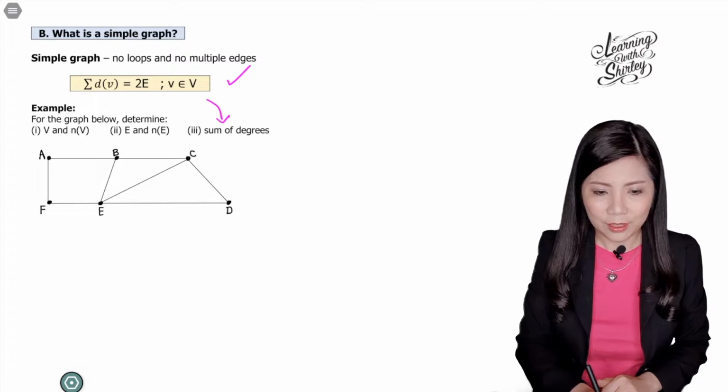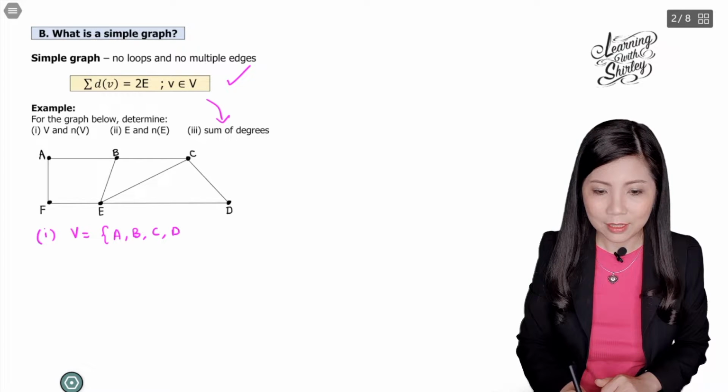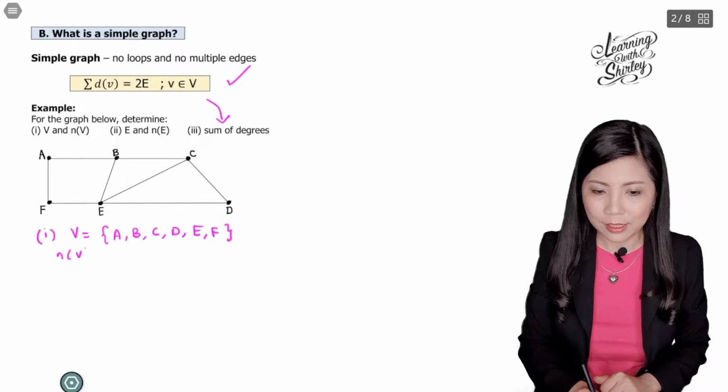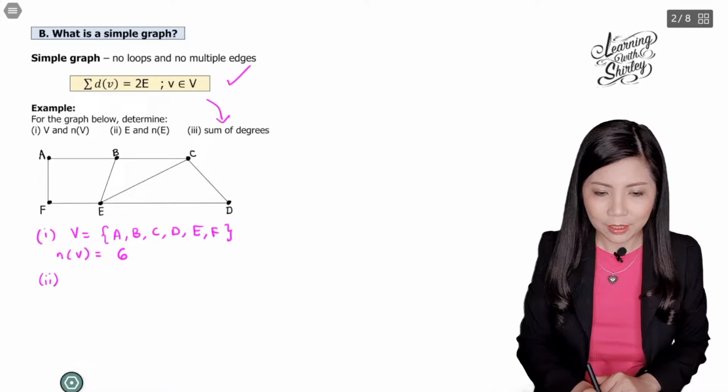Let's work out number 1. V will be the vertices, which are A, B, C, D, E, and F. Therefore, the number of vertices will be equal to 1, 2, 3, 4, 5, 6. So 6.